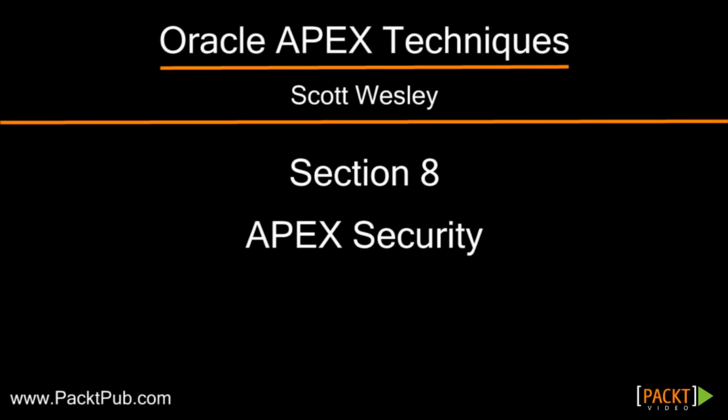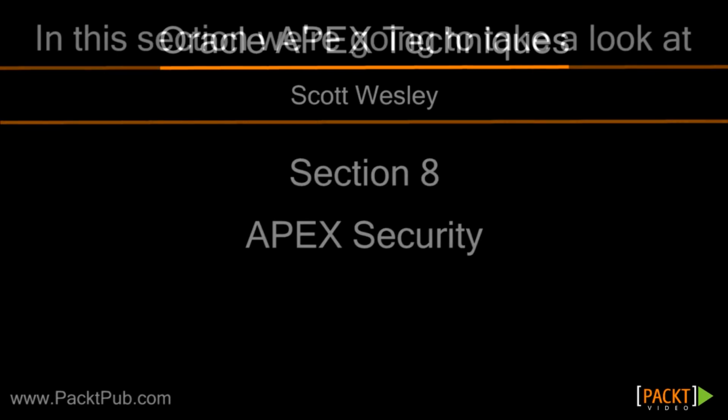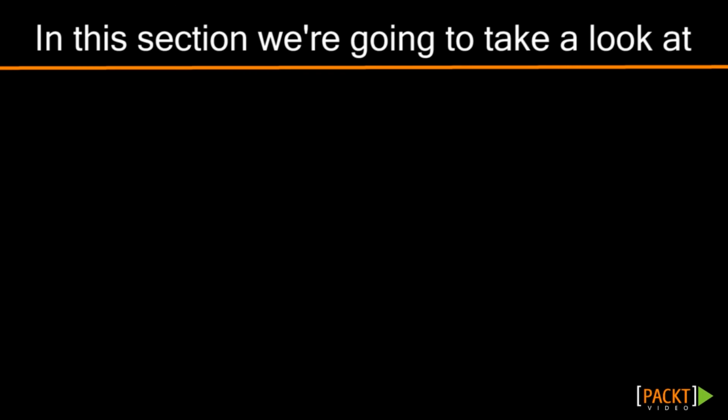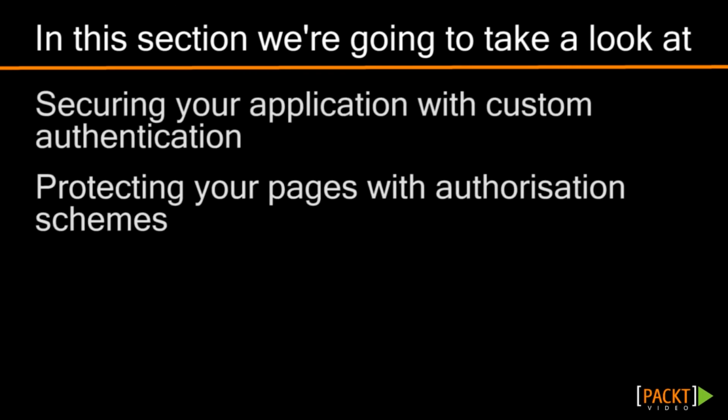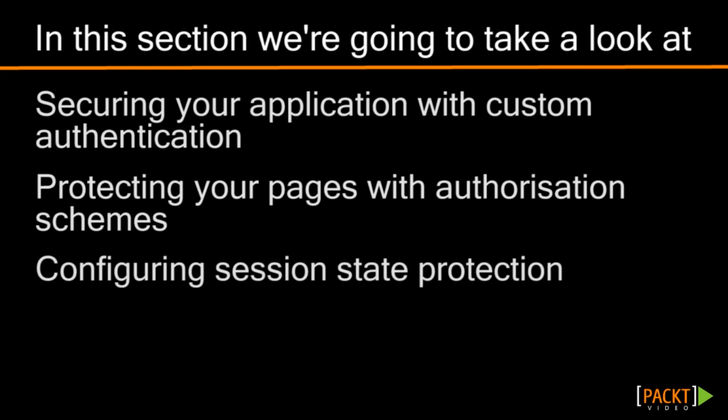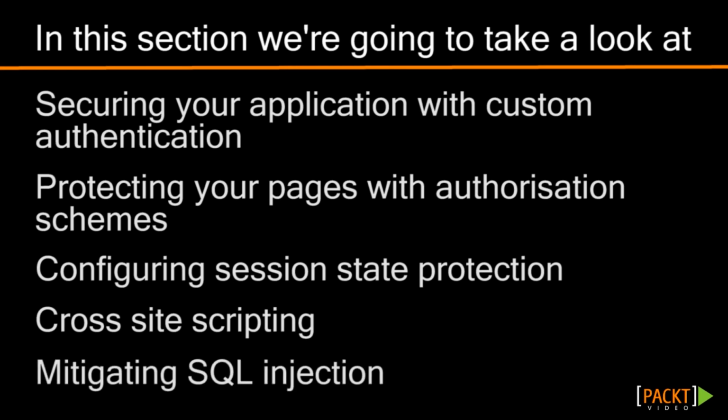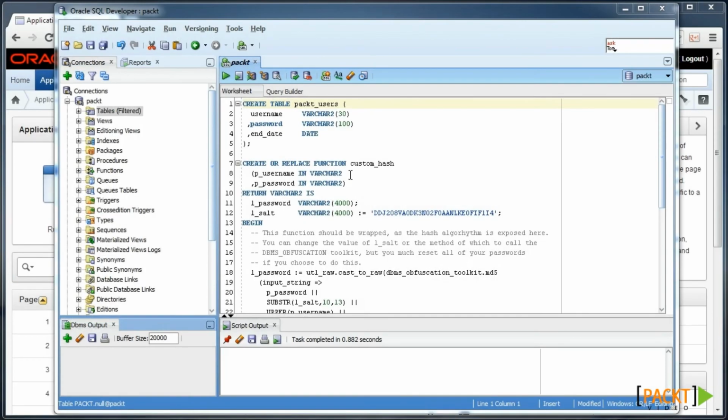Section 8, Apex Security. Security is an important part of any application. This section covers the three major security components of Apex: authentication, authorization, and session state protection. And we'll also look at two typical threats for web-based applications: cross-site scripting and mitigating SQL injection. But first we'll look at securing our application with a custom authentication scheme.